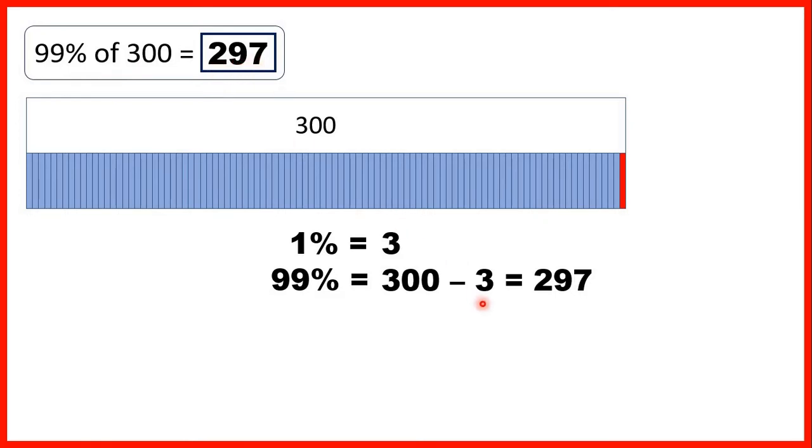297. And notice that's a lot quicker than finding that 1% is 3 and then multiplying 3 by 99. We'll still get 297 if we work out 3 times 99, but subtracting the 1% from the total quantity is a quicker way to get our answer.